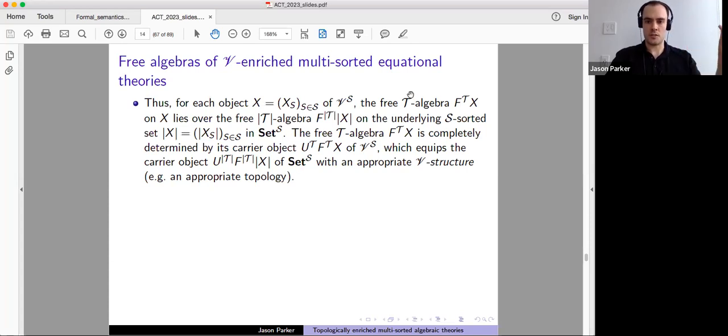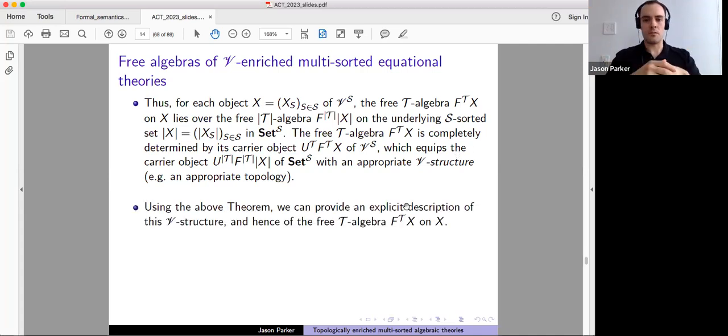So basically what this is saying, loosely speaking, is that the free T-algebra on X can be described using a term algebra construction with respect to the underlying classical theory, augmented with an appropriate structure from V. So like an appropriate topology, or something else like that.